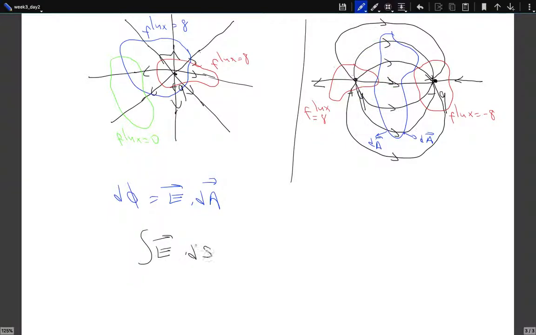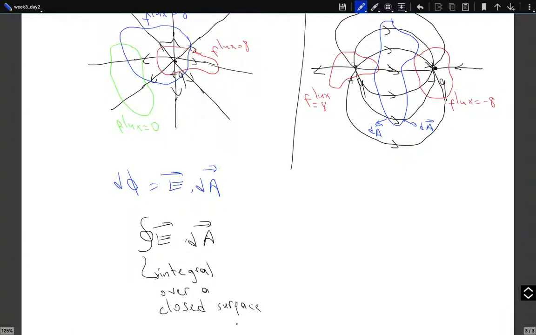So E dot dA, this is an integral over a closed surface. This E dot dA integral always has to be proportional to the charge enclosed, the charge inside the area.